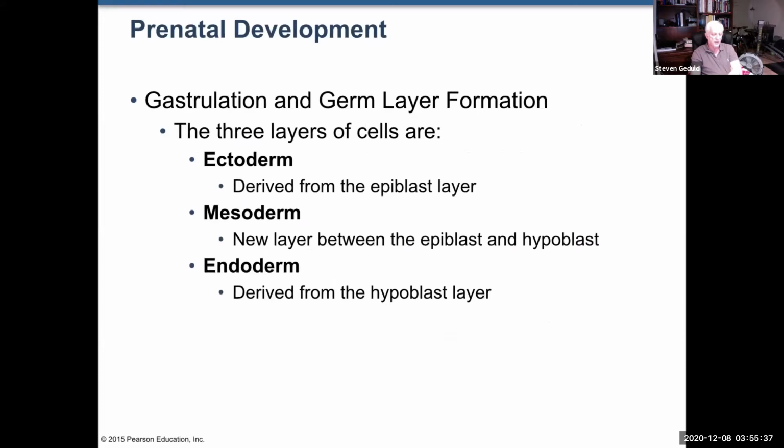The 3 layers of the gastrulation are the ectoderm, which is derived from the epiblast layer, the mesoderm, which is a new layer between the epiblast and the hypoblast, and the endoderm, which is from your hypoblast. So the new layer formed between the epiblast and the hypoblast is what's going to be your mesoderm. Your epiblast becomes your ectoderm, your hypoblast becomes your endoderm. And those are your 3 germ layers right there: ectoderm, mesoderm, and endoderm.